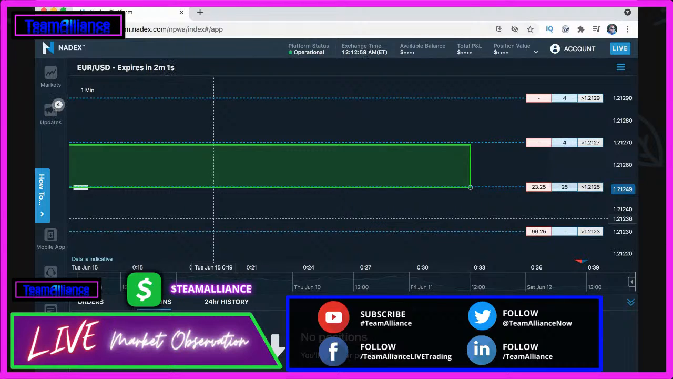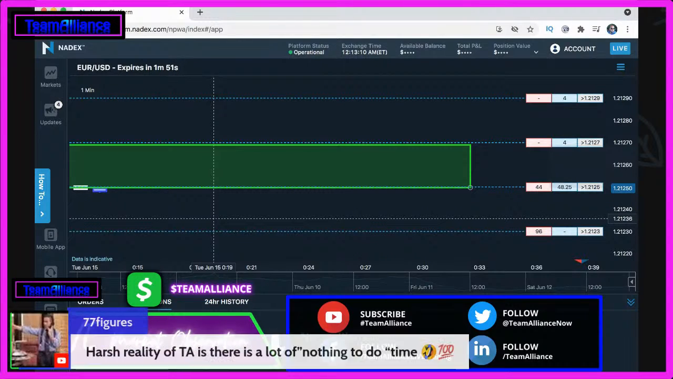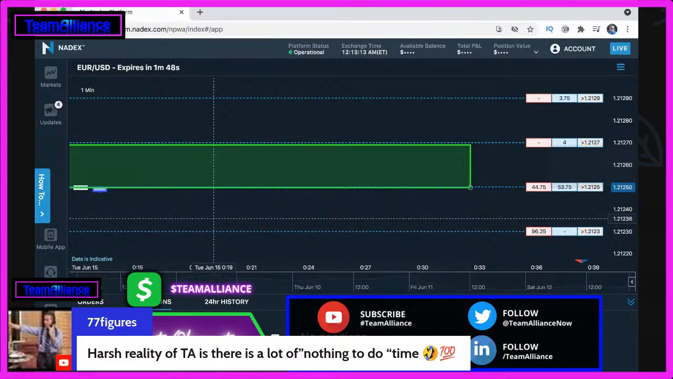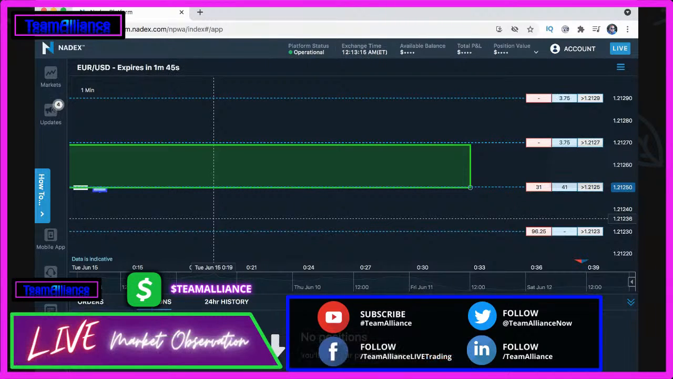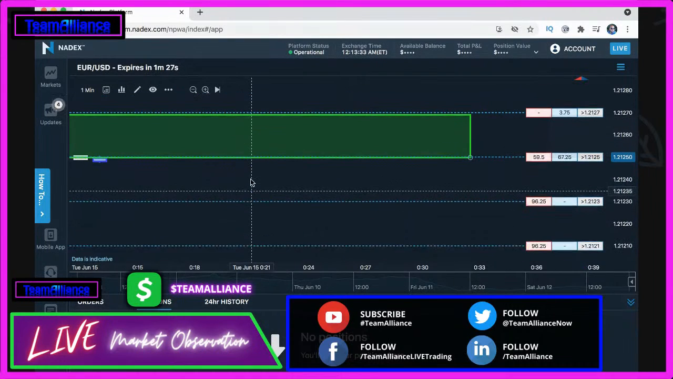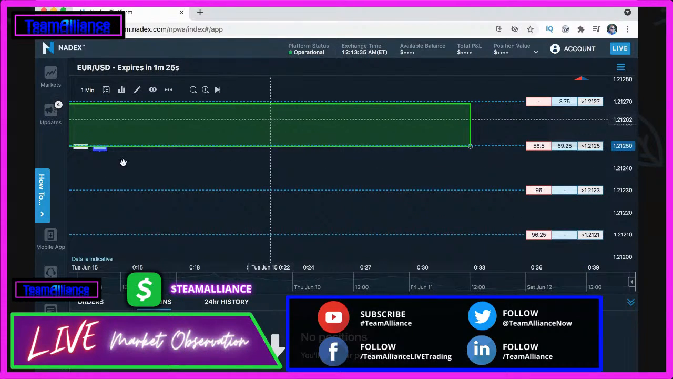Yes, that's why we look for RCB and wait for RCBP. PP rather. Shawnee said, harsh reality, TAs, there's a lot of nothing to do time. Facts. And guess what? You're going to make the most money when you ain't doing nothing, because you ain't losing nothing. You ain't doing nothing, you ain't losing nothing.